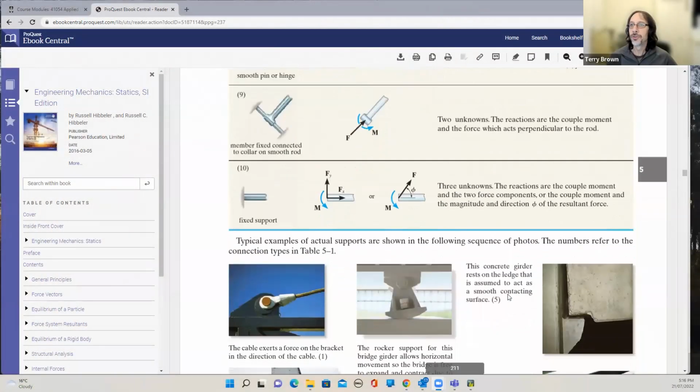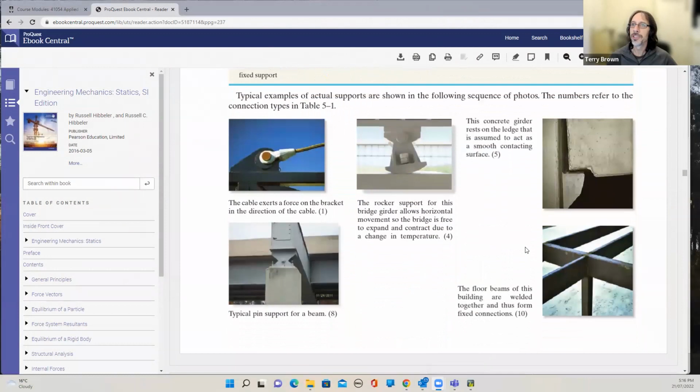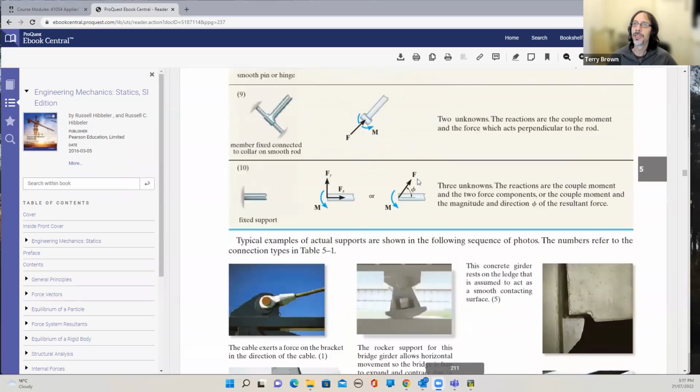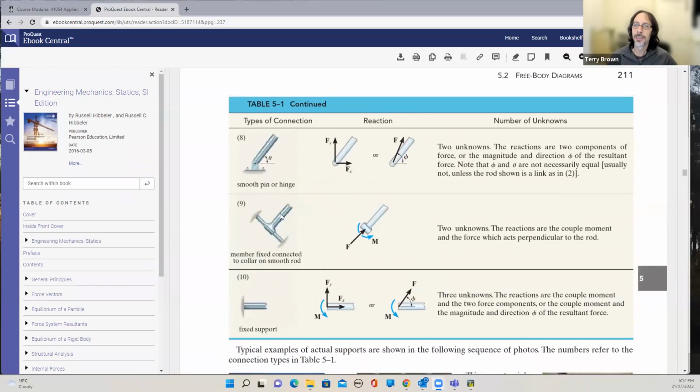The other thing that you should do: in your textbook you'll see at the bottom here some examples of different types of connections. So in your everyday life, as you're going about, just take note of the structures and machines and mechanisms that you see about you, and see if you can turn these real connections into the idealized connections and model supports that we have in the table.